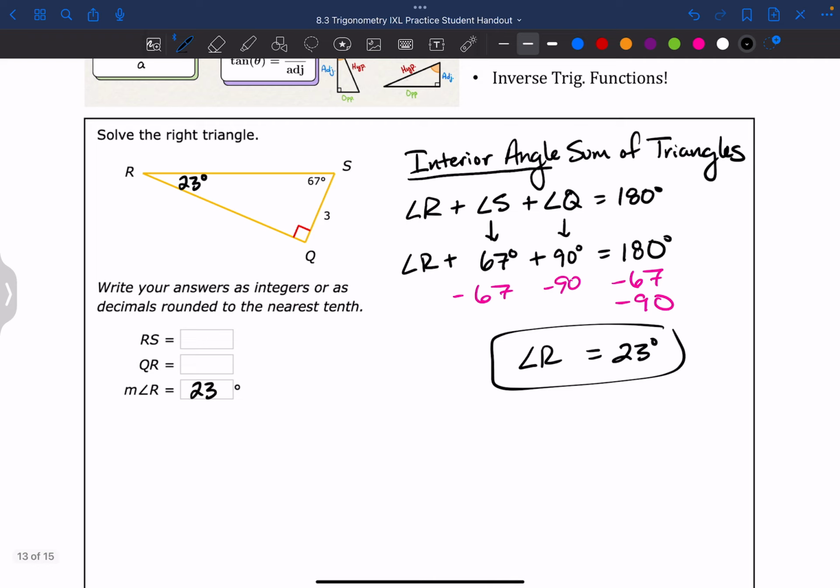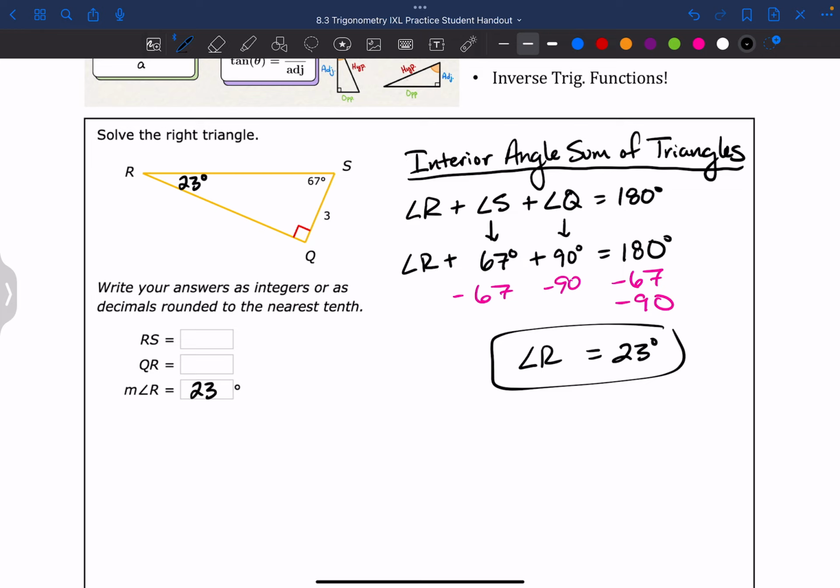It's a small thing, something that you've seen in geometry that will be helpful. There are other ways of finding that angle, but this is the quickest way. So, interior angle sum of triangles: if we add up all three interior angles of a triangle, it equals 180. There we go. Now let's find the first one, RS.